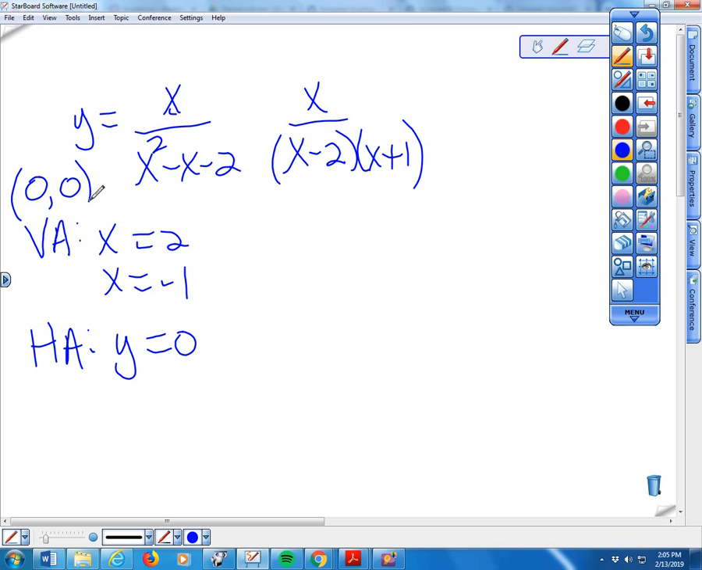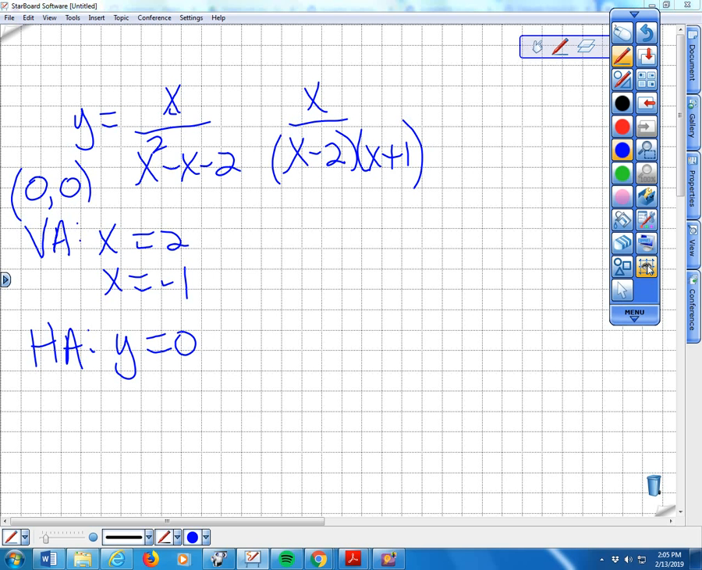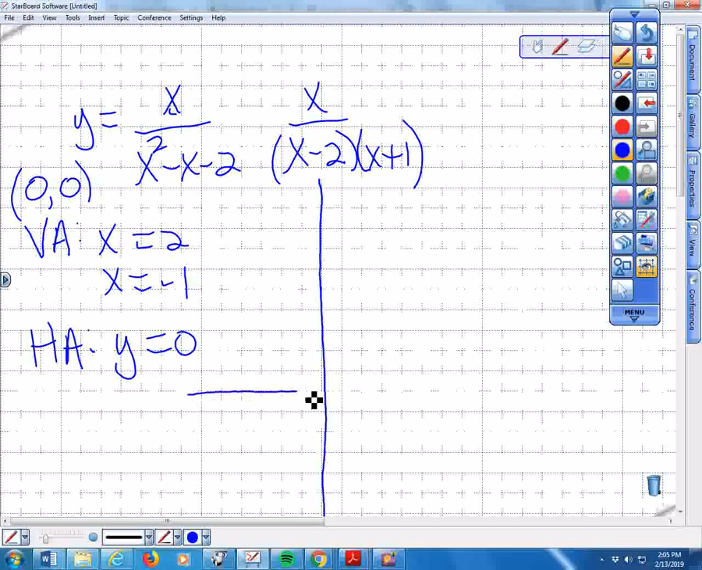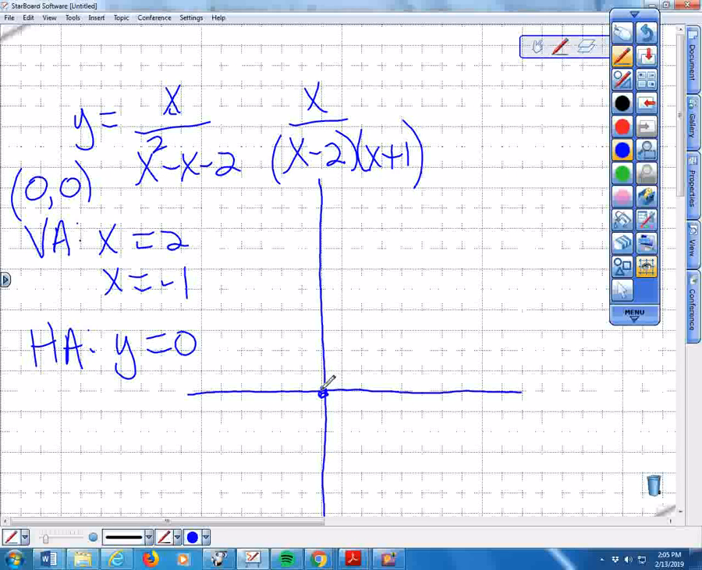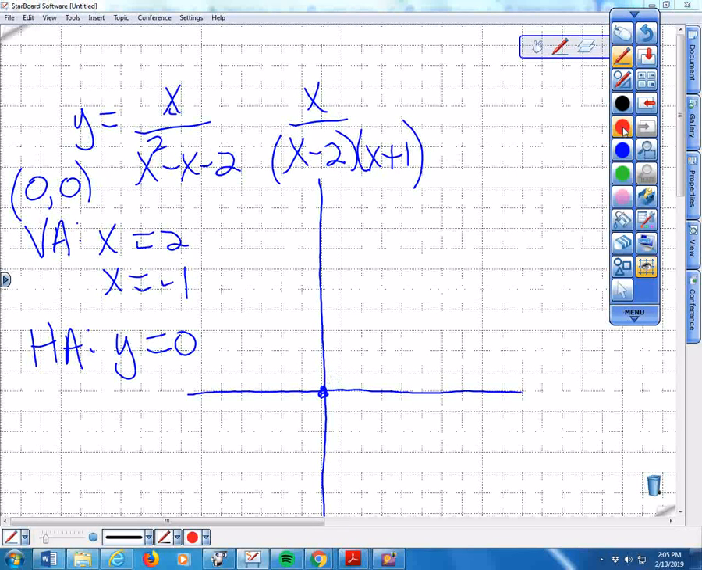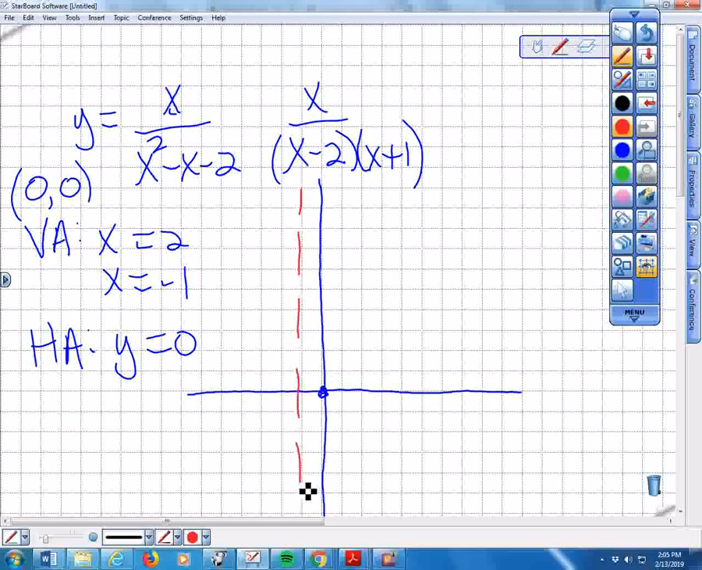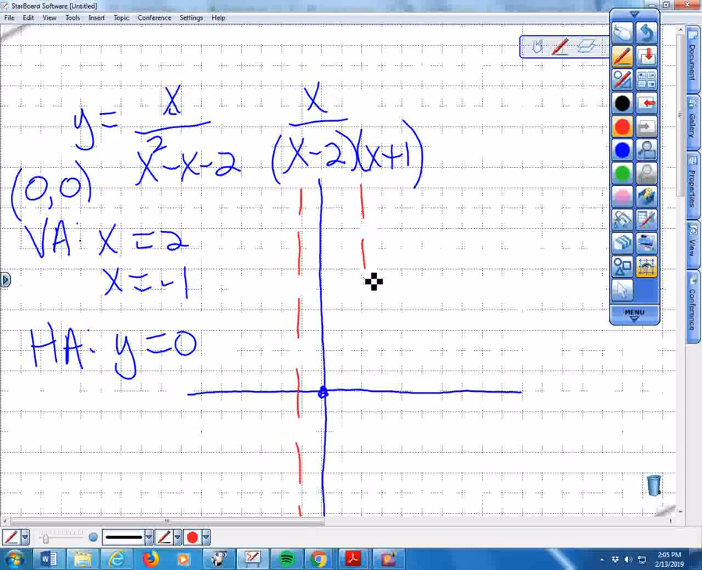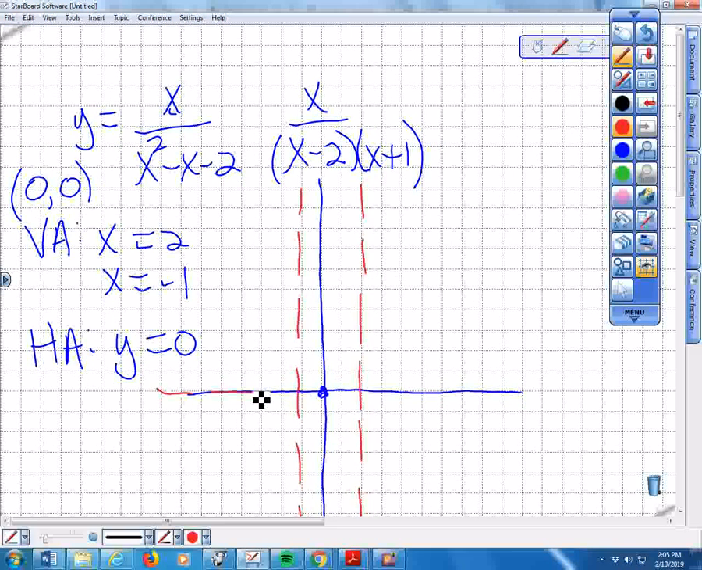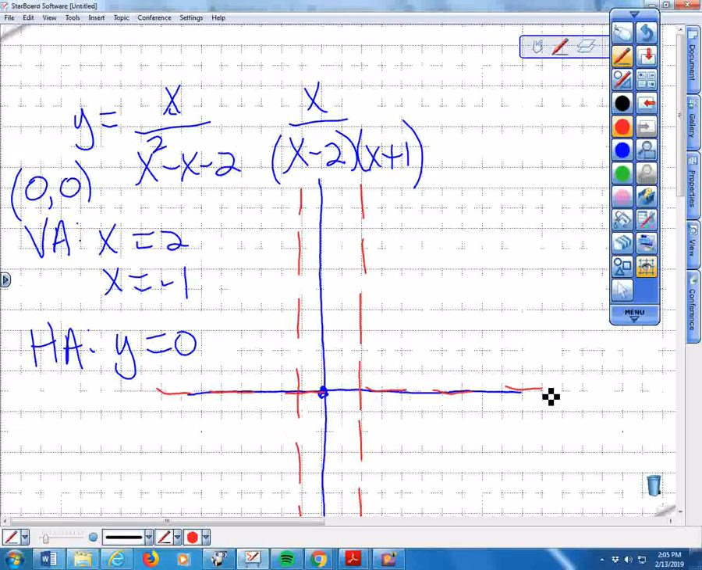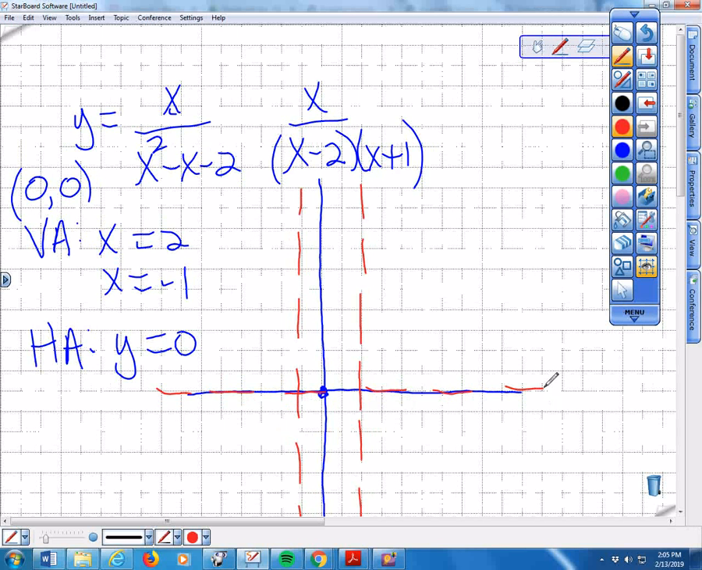What else would be helpful here? That's at 0, 0. At this point, I have a vertical asymptote at 2 and negative 1. I have a horizontal on the x-axis. And I have 1 point on there.